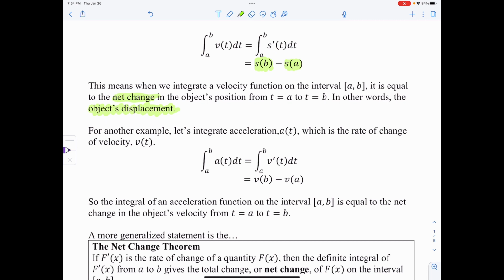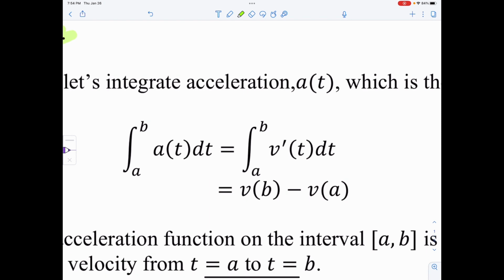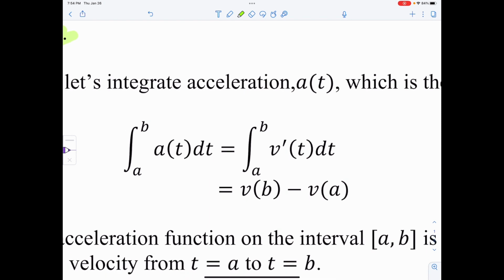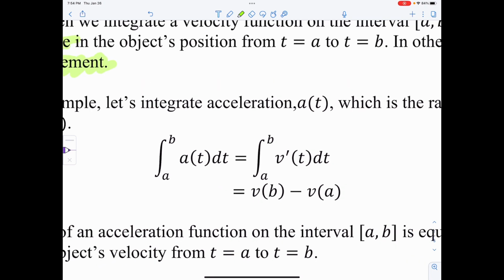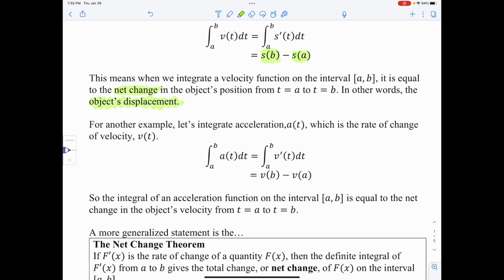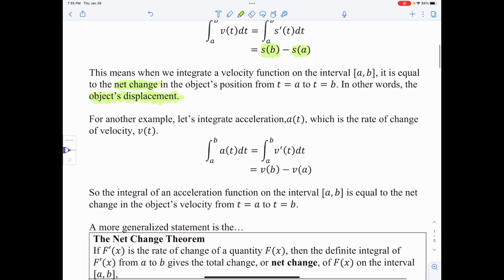A of t is equal to the derivative of velocity. V prime is equal to A of t. So if we're integrating the acceleration function, that's the same as integrating v prime, and therefore applying the fundamental theorem of calculus, we get v of b minus v of a, which is equal to the net change in the object's velocity from t equals a to t equals b. So calculate net change in whatever quantity the antiderivative represents, and it represents the net change in that quantity.